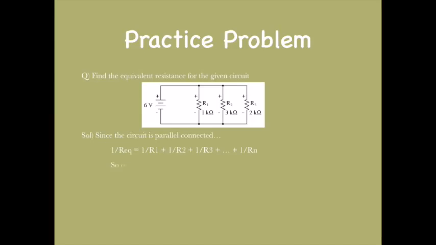and on substituting the values of R1, R2 and R3, I get 1 by R equivalent to be 11 by 6000. So my R equivalent will be the reciprocal, which is 6000 by 11, which is 545.4545 and so on. Now let's solve another problem.